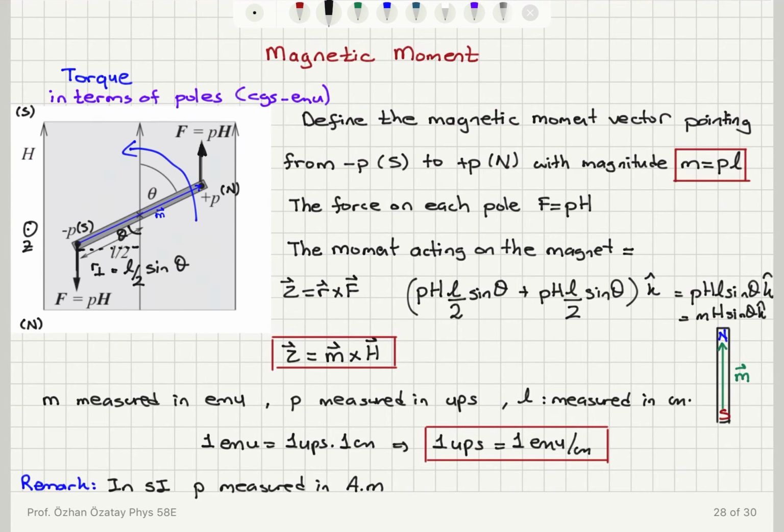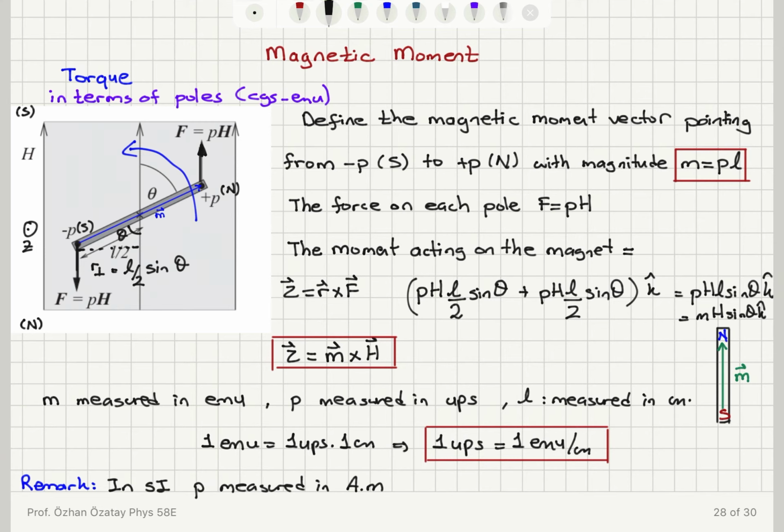Okay, so we have talked about the magnetic moment. It's defined as a vector that's pointing from a south pole to a north pole, from pole strength minus P to pole strength plus P. In the CGS EMU picture, it is the pole strength P times L. The force on each pole is P times H in CGS EMU. It's mu 0 P times H in SI.